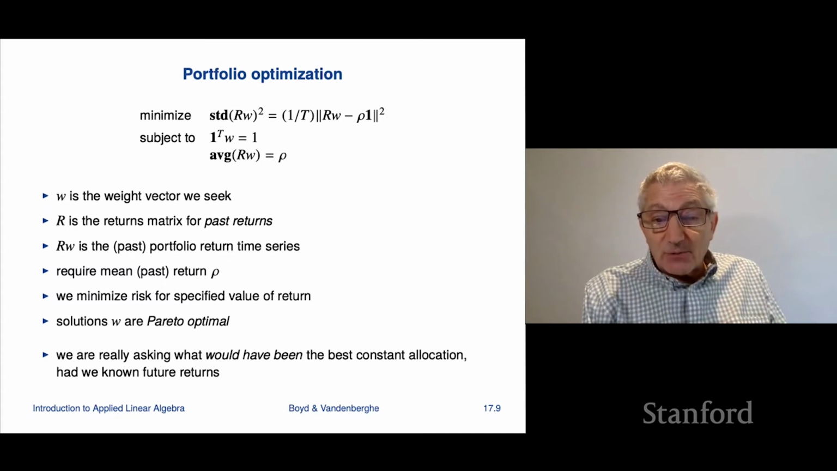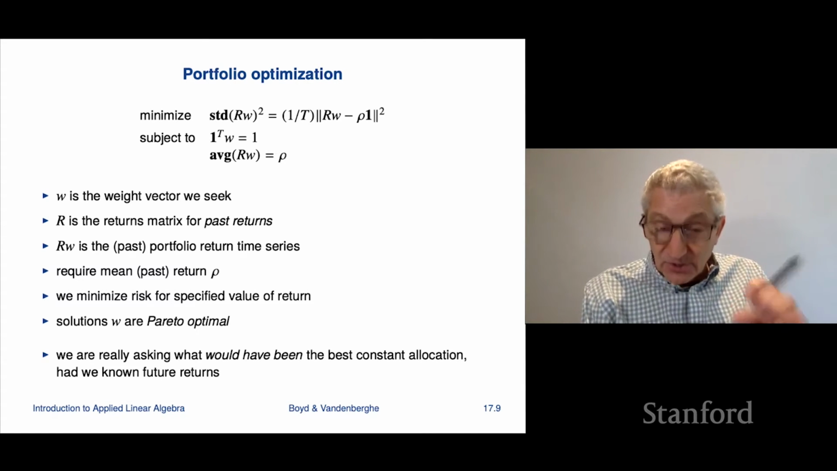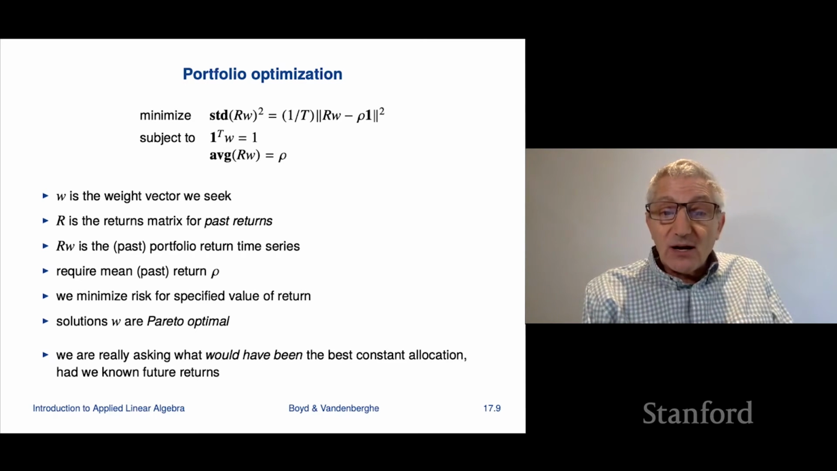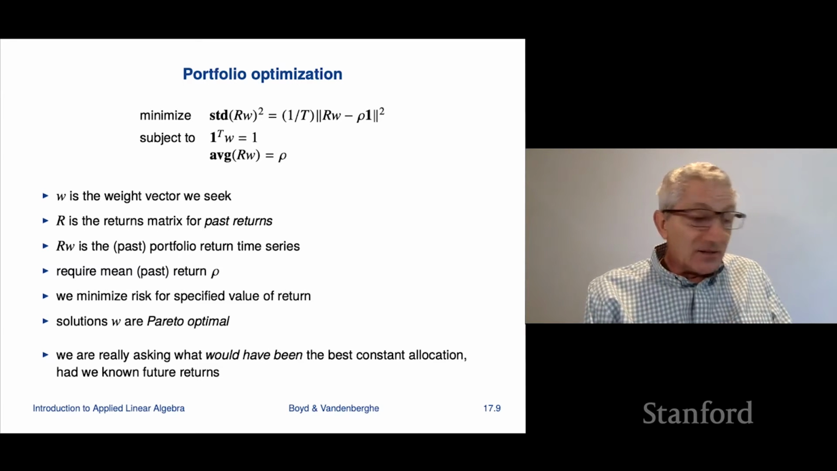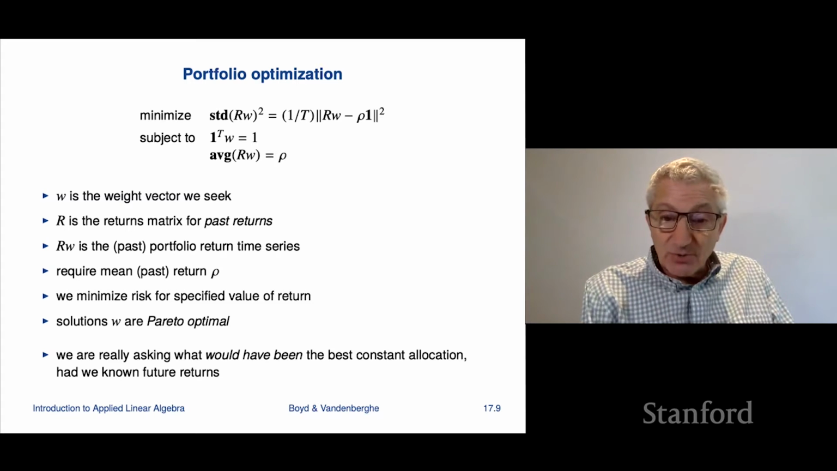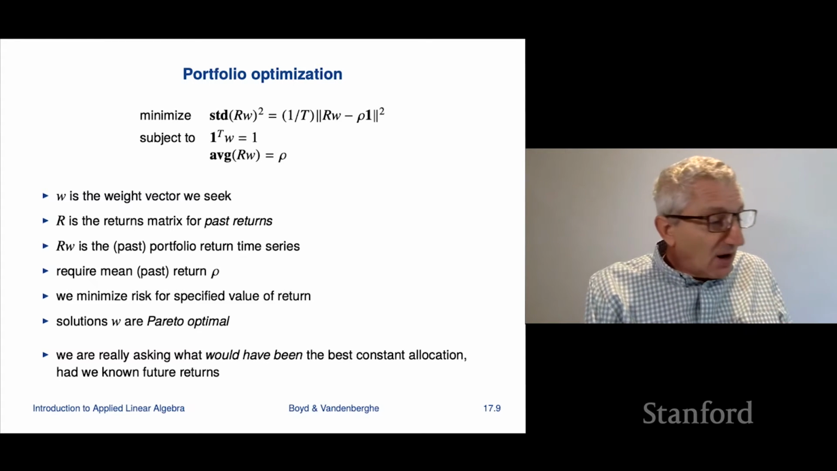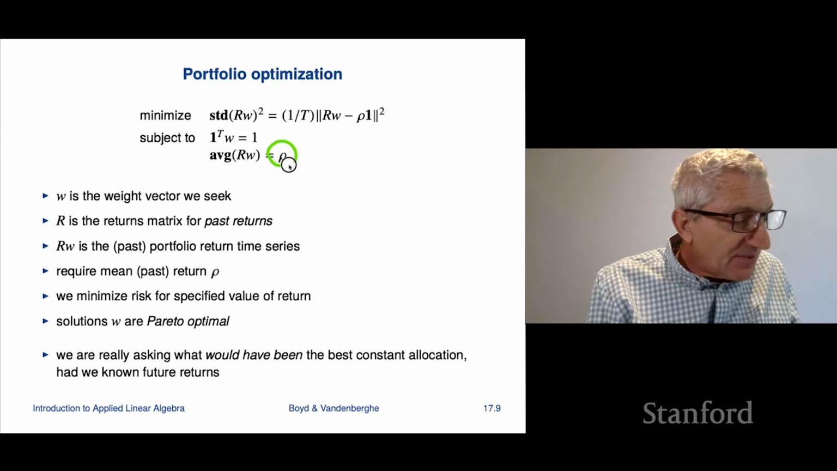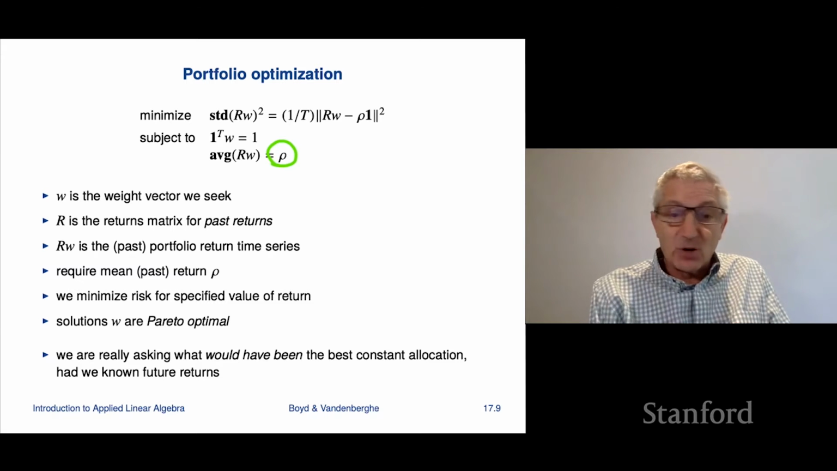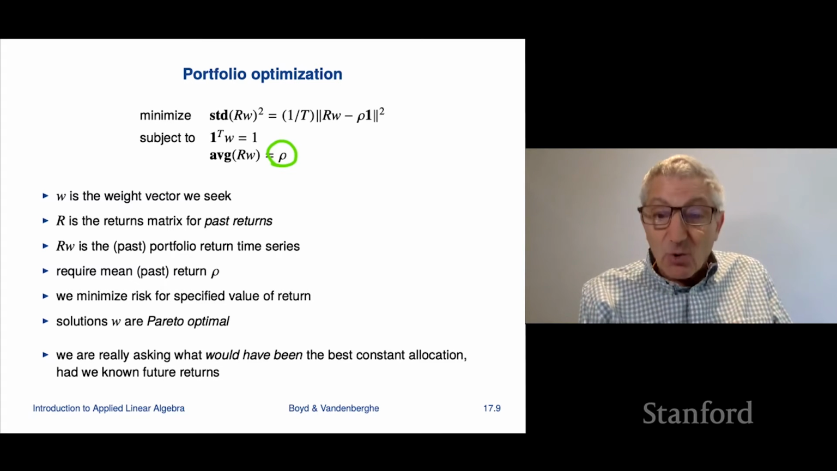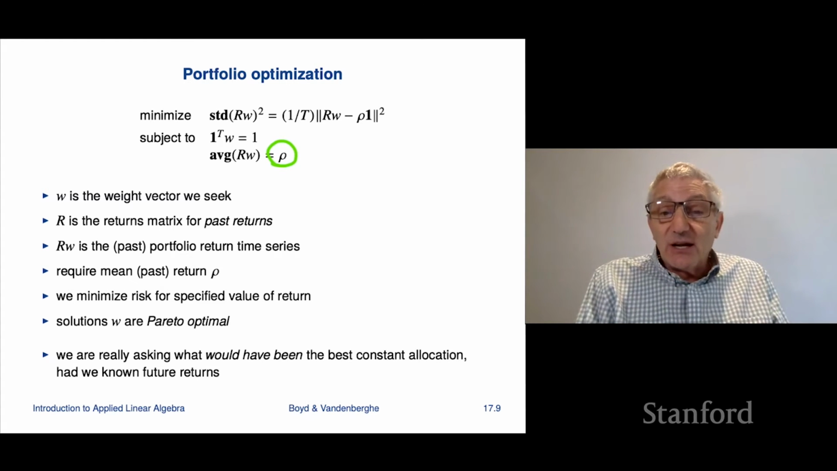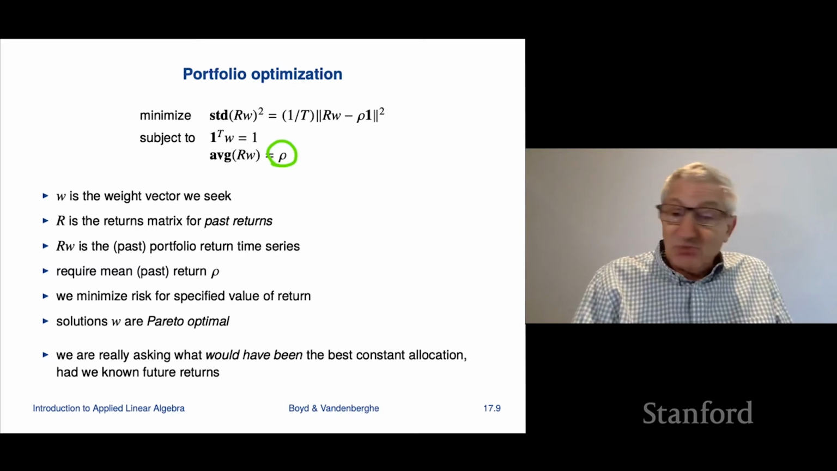Remember, we have two desiderata. We want high return, which is the average of little r, and we want low risk, and the risk is the standard deviation. Variance is the square of that. Okay, so here's what we're going to do. We are going to specify a required return rho. That's it. So if rho is 0.1, it means we are requiring a return of rho of 10%.